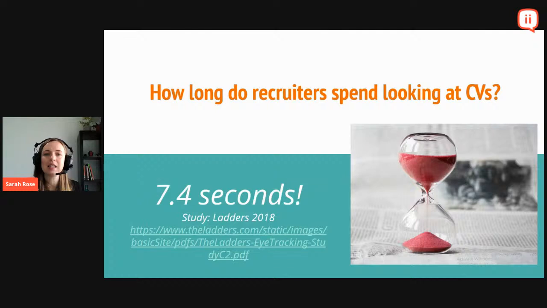If there is a spelling error or a grammar error, maybe the recruiter will stop looking. And that's very difficult if you are writing in English and English isn't your first language. That's a very difficult challenge. So when I work with students who are trying to find jobs in the English speaking market or English speaking countries, we need to make sure there are not any spelling or grammar errors or language errors. It's really important. So we don't have a long time to impress recruiters.